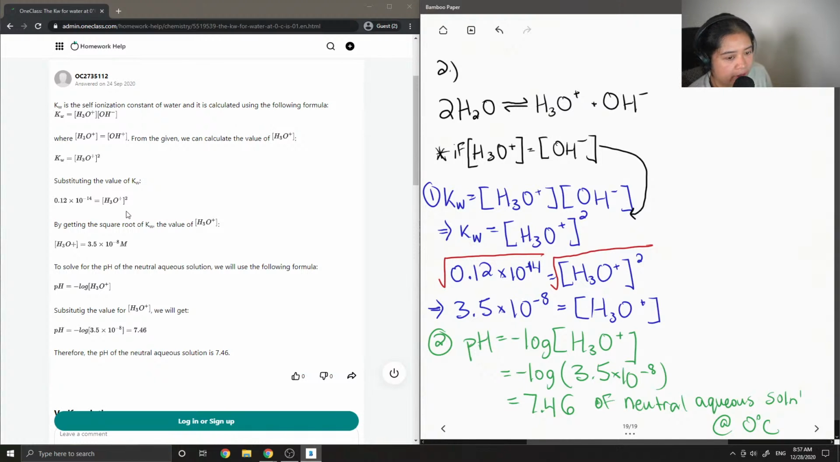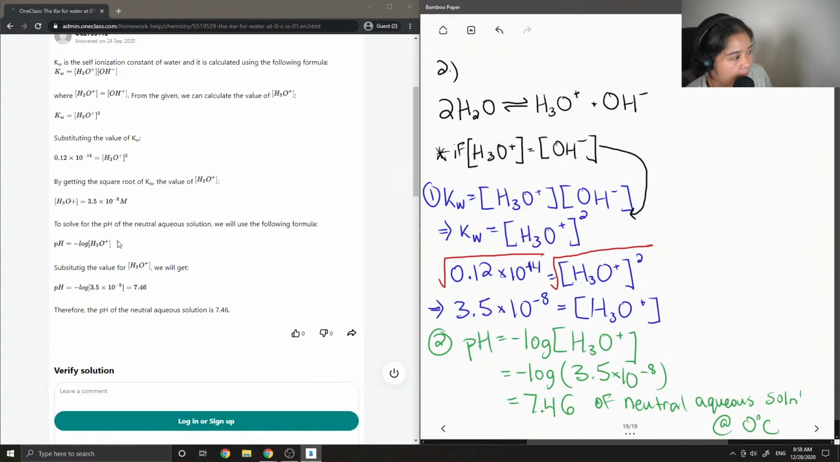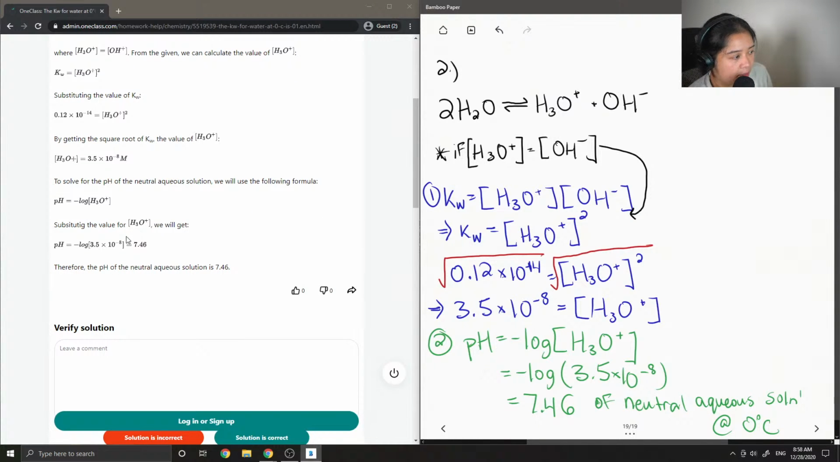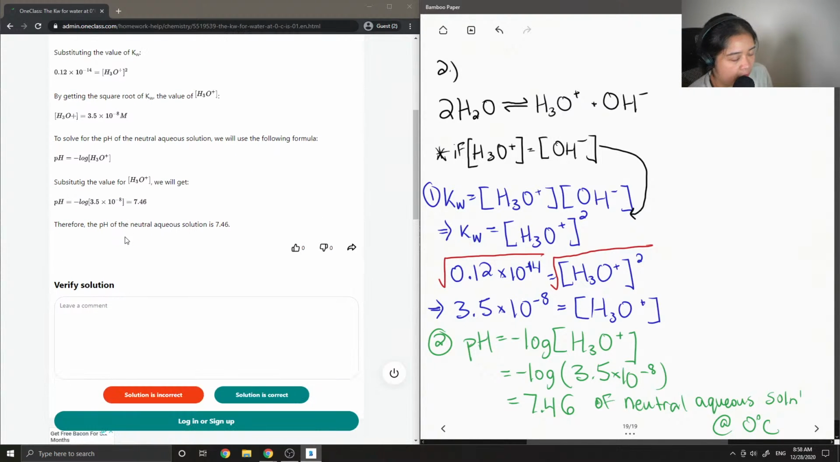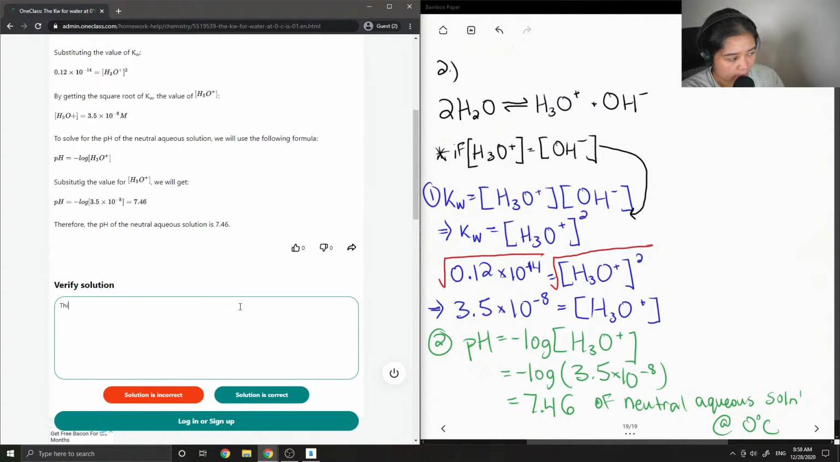That is equal to H3O plus squared. They square rooted both sides to get 3.5 times 10 to the negative 8 moles per liter for the concentration of H3O plus. They plugged it into the pH equation and also got 7.46. Yep, so this solution is correct.